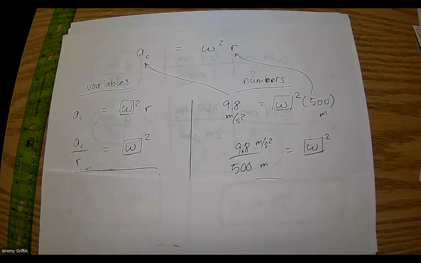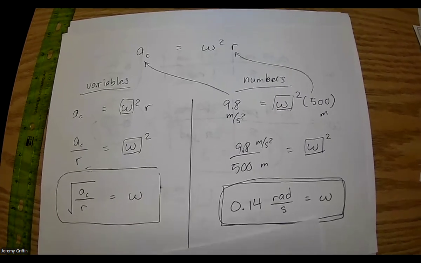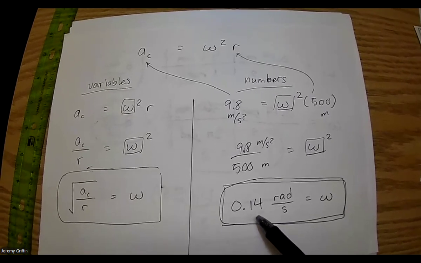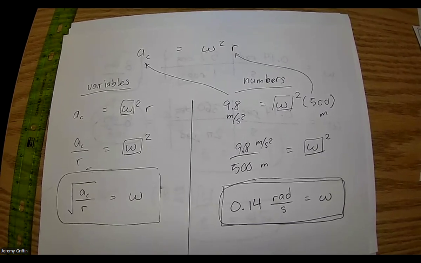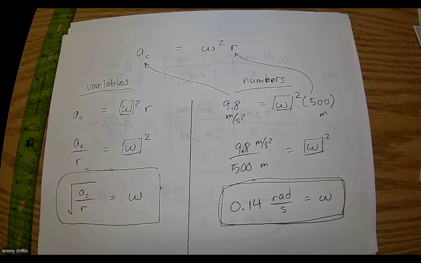Right? What's the next algebra step? Square root. Aha, square root. And if you take that square root, the number you get is 0.14, and the units are going to naturally be radians per second. Because remember, if you're plugging directly into formulas with no sine or cosine, anything like that, you naturally get radians for angle and radians per second for angular velocity. Just like that.